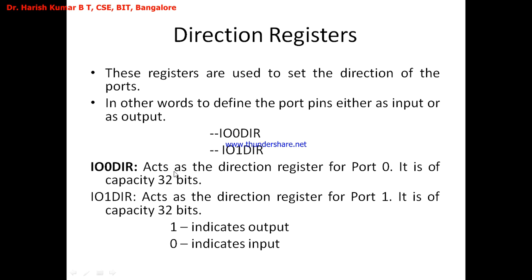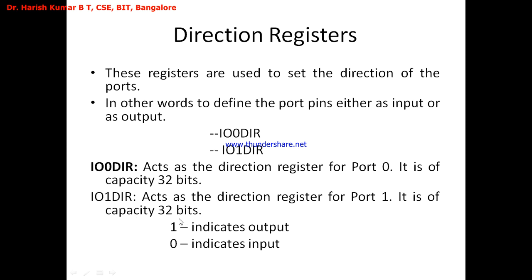Now I have written here, IO0DIR acts as the direction register for port 0, hence it is called IO0DIR, and it is of capacity 32 bit again. So the 3 PINSEL registers were of capacity 32 bits, but again IO0DIR and IO1DIR, this corresponds to port 1 and this corresponds to port 0. Again these two are of capacity 32 bits. IO1DIR acts as the direction register for port 1, and again it is of capacity 32 bit.